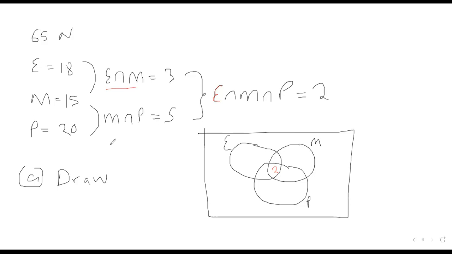Then English intersection physics is 4. What do you put here? English intersection math. He says 1. Where are you getting the 1 from? Since we already have the 2, it makes 3. How about here? What do we put?